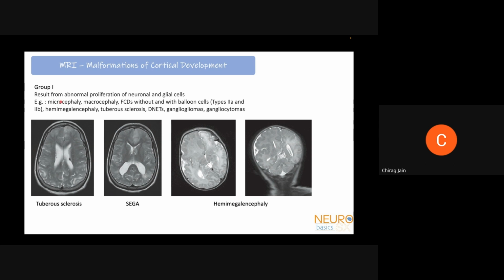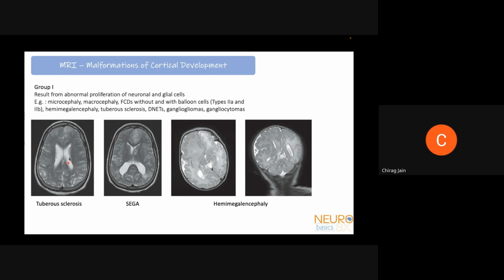So you can have microcephaly, macrocephaly, hemimegalencephaly. So clearly related to size. And other tumor-like things like tuberous sclerosis, DNETs, gangliogliomas, and gangliocytomas also fall into group 1. FCD type 2A and 2B, that is without and with balloon cells, also fall into group 1.